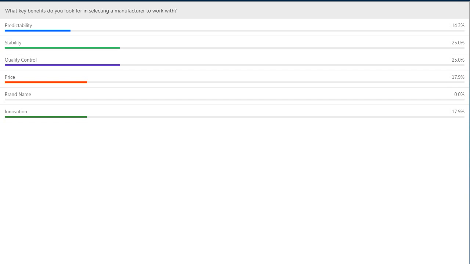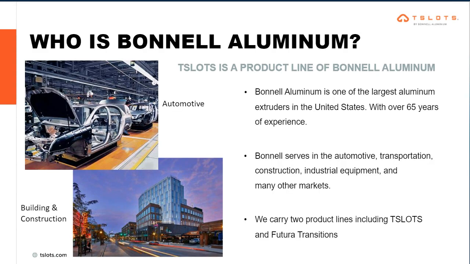So with a little bit of this information, I am going to talk about some of these key benefits with who Bonnell is. For those of you who are not familiar with who Bonnell is, we are one of the largest aluminum extruders in the United States. We have been in business for nearly 7 decades, so 65 years of experience. That's from the start of just pushing aluminum logs out, cutting them and sending them off, to where we are today, where we've taken the time to innovate. We've pivoted through the years to understand our customers' needs, what we need to do for them to succeed.